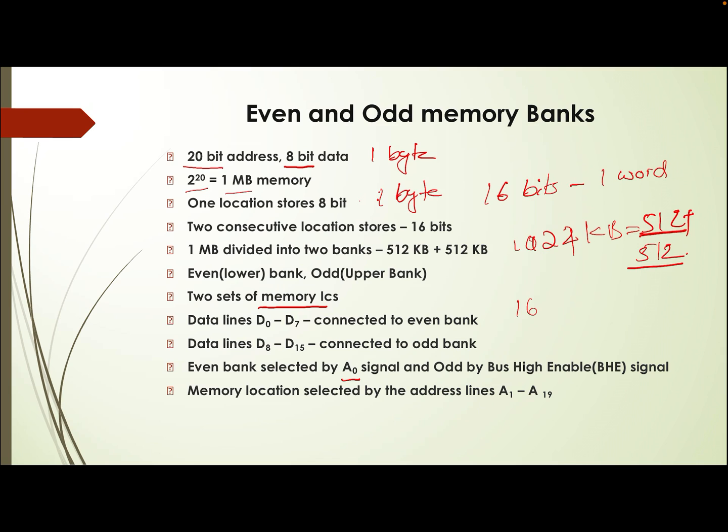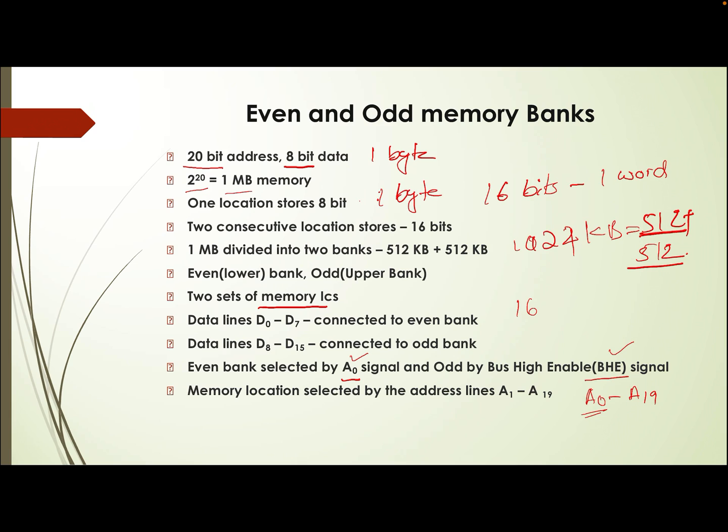The even bank is selected if the signal A0 is low, and the odd bank is selected for reading or writing data if the bus high enable signal BHE is asserted. So the even bank is selected by the A0 signal and the odd bank is selected by the BHE signal. A memory location is selected by the address lines A1 to A19. As we know, there are 20 address lines, from A0 to A19.